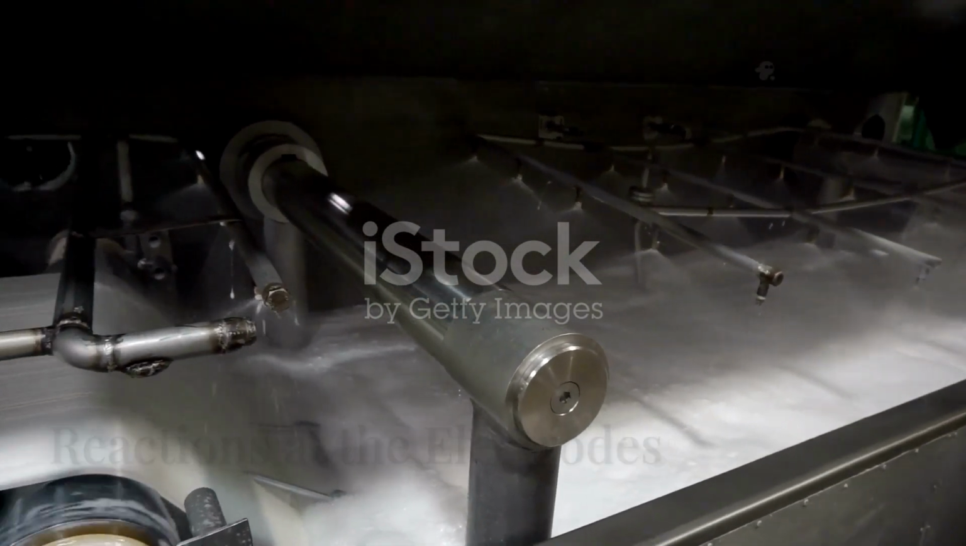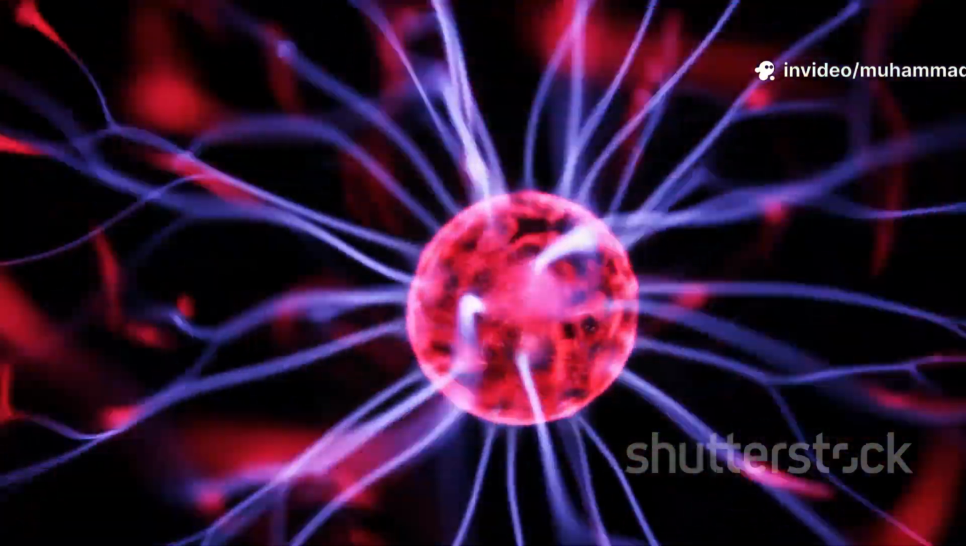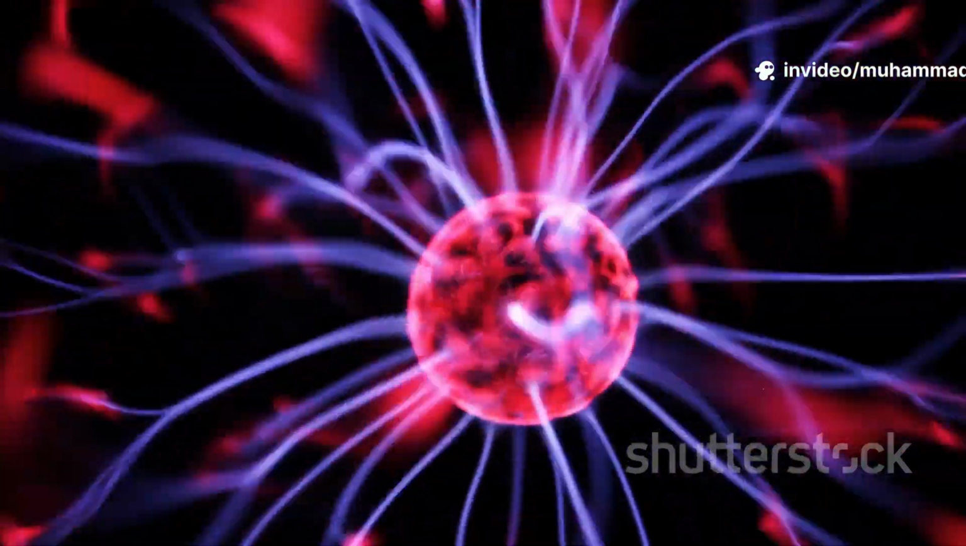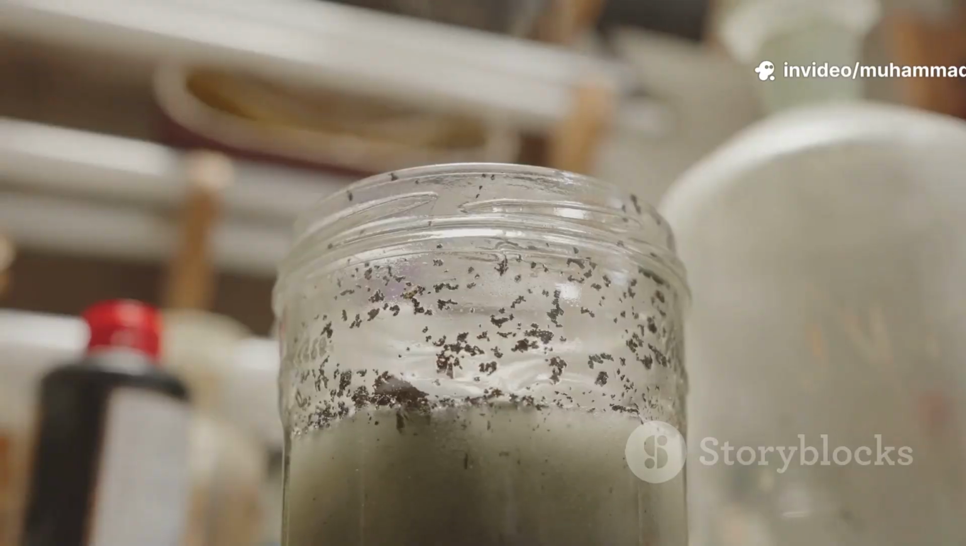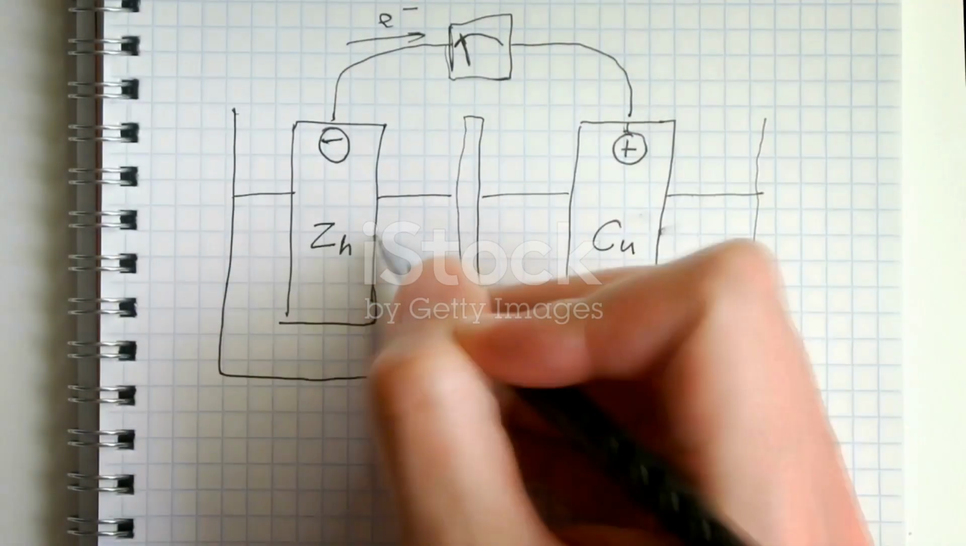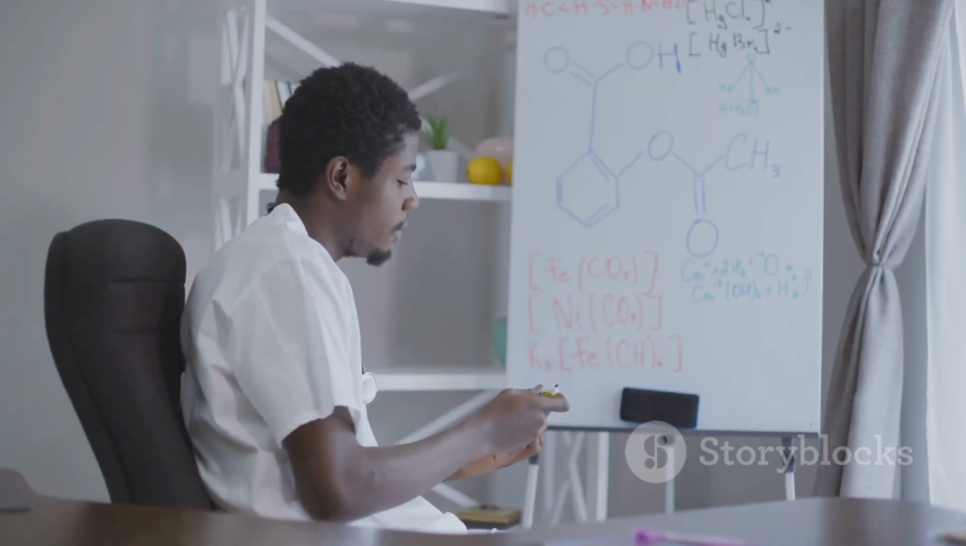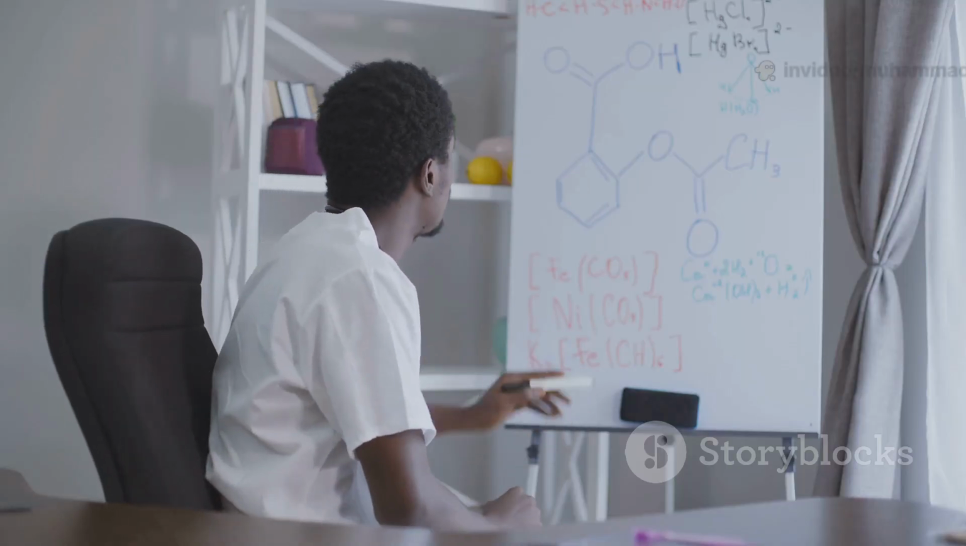At the anode, oxidation occurs. This means anions lose electrons and give those electrons to the anode. At the cathode, reduction occurs. Here, cations gain electrons and become neutral atoms. So in simple terms, anode means oxidation, and cathode means reduction.